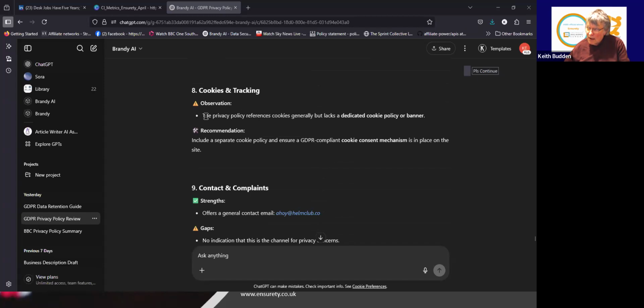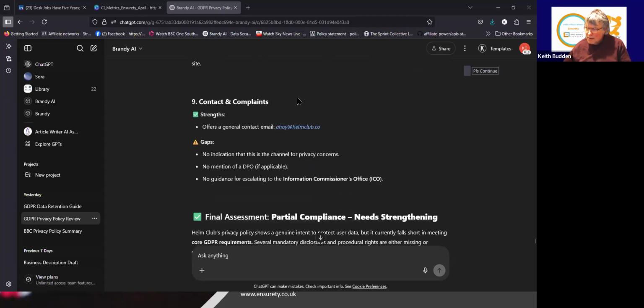And then, although the privacy policy references cookies, it doesn't have a dedicated cookie policy and it doesn't have a cookie banner, you know, the little banner that appears along the bottom of the screen that you have to tick the first time you go onto a website. That annoys the hell out of everybody, but unfortunately should be there.